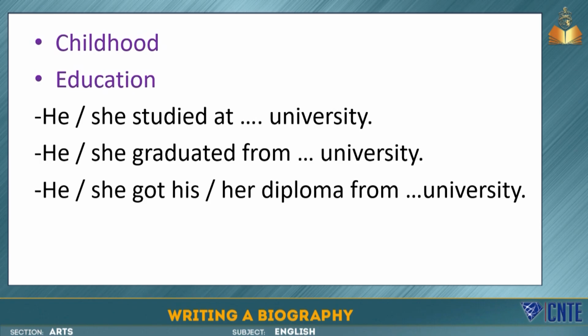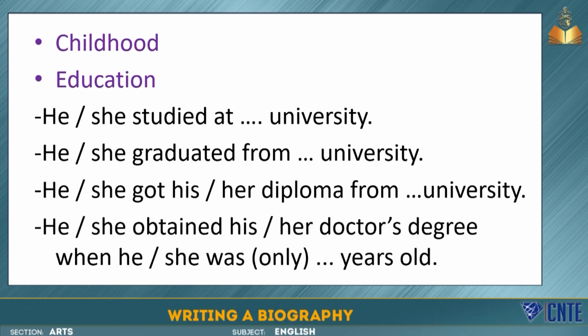Finally, you can write, he or she obtained his or her doctor's degree when he or she was only years old. You'd better write only if you want to emphasize the age of the person who was remarkably young when he graduated or when he accomplished a great achievement.